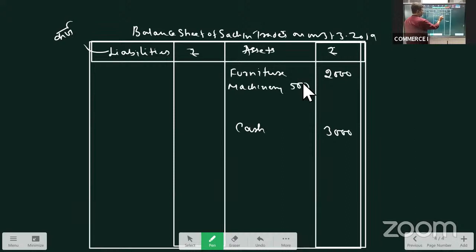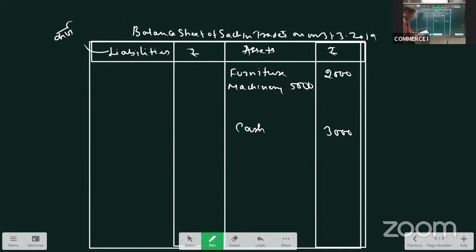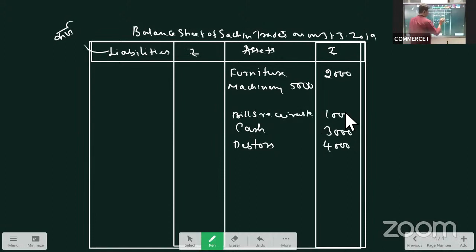That I'll take in the inner column. Sir, why are we taking it in the inner column? Because we have depreciation on machinery that we have to deduct. Then debtors. Debtors are a current asset. Debtors are also an asset, but we don't have any adjustment on debtors. As such, I'll take it in the outer column. Then bills receivable, even that is an asset. I'll take it on the asset side, 1,000.